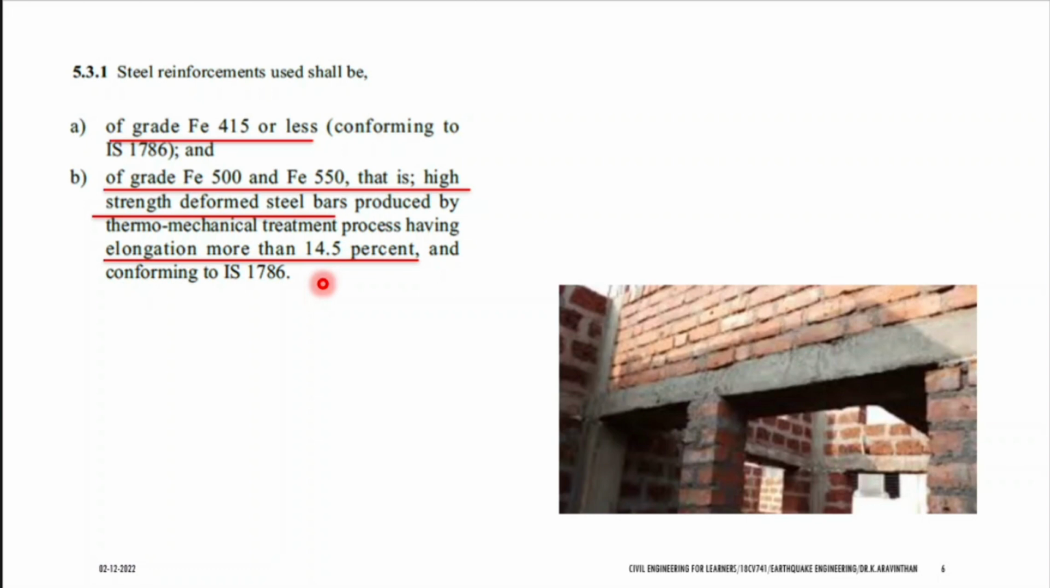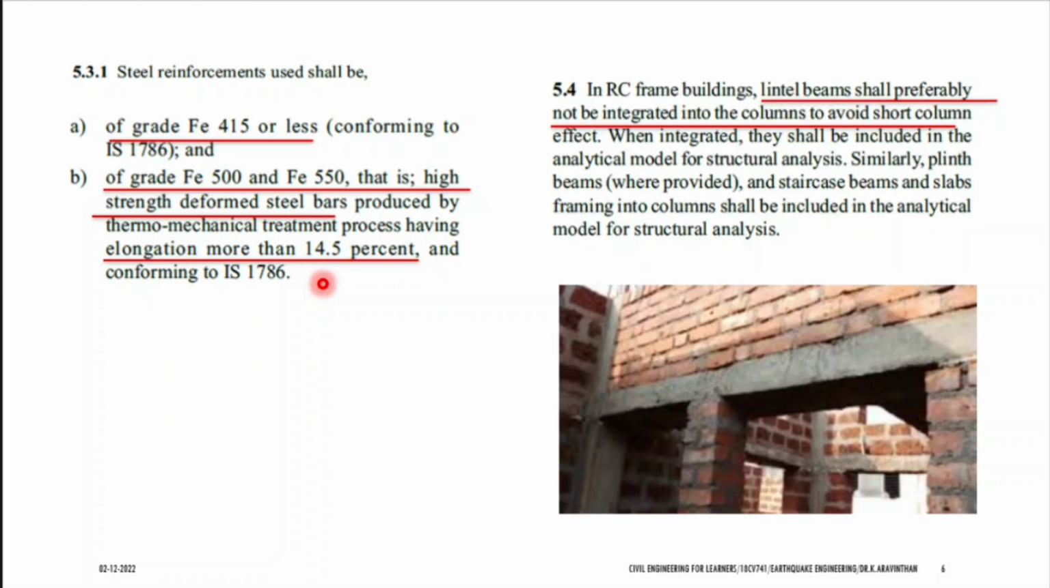114.5, it should elongate. If it is not elongating before breaking, you should not use that steel for what purpose? Earthquake resistant purpose. In RC framed building, lintel beam preferably should not be integrated to column to avoid short column effect. This is a lintel beam. This lintel beam, you are merging column from the bottom to the top of the roof.